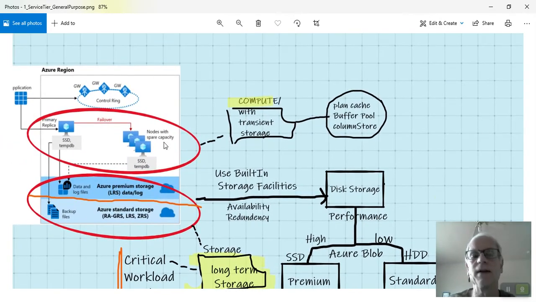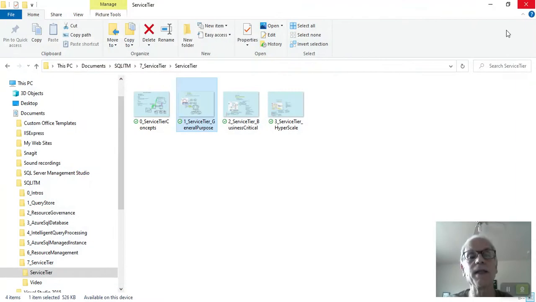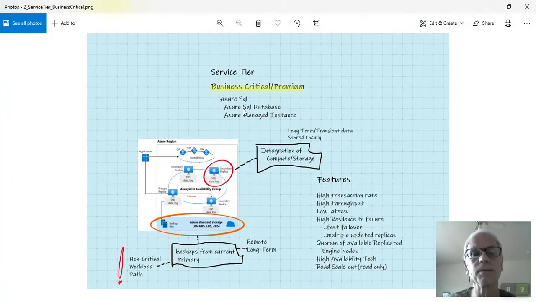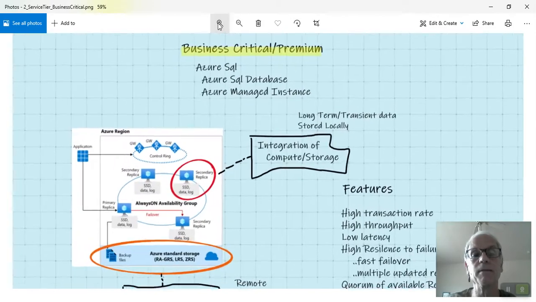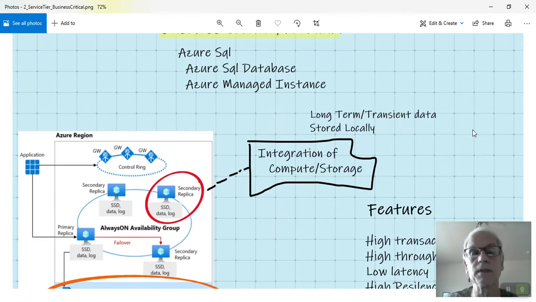So do review that. But again, the point is that the storage is critical here. Okay. We'll get into the next one, which is business critical. So just think of the term business critical, and there must be something more to this for performance. Also, you may see business critical premium, but it's called business critical.